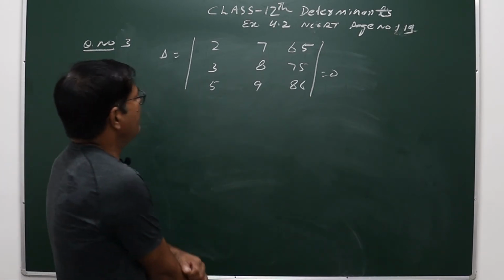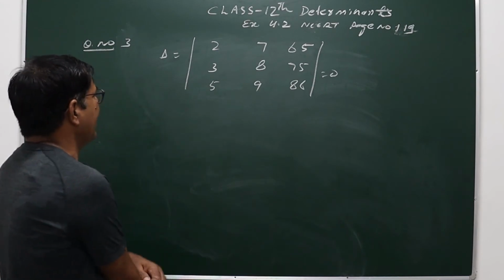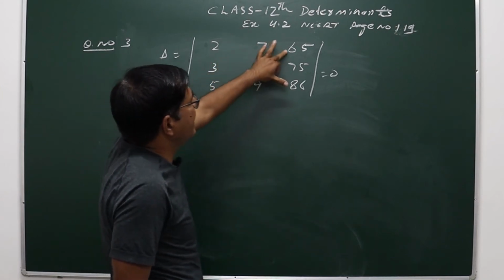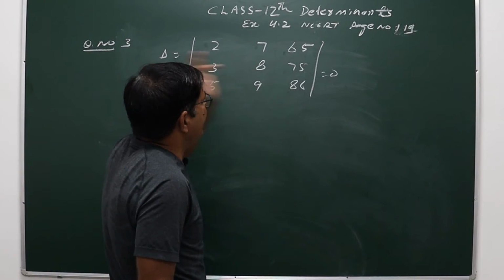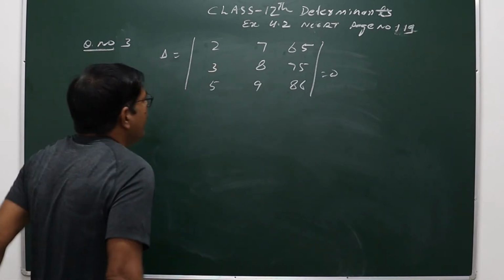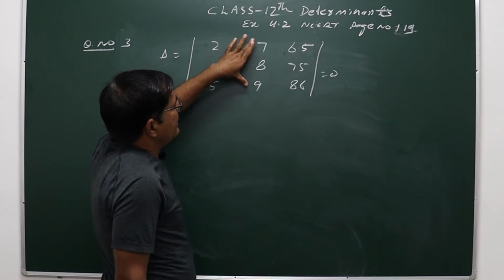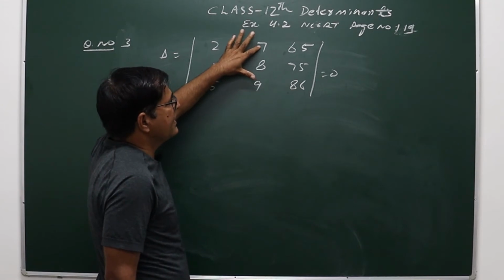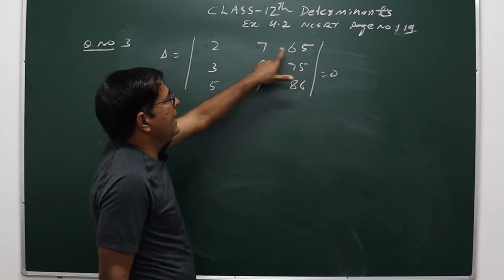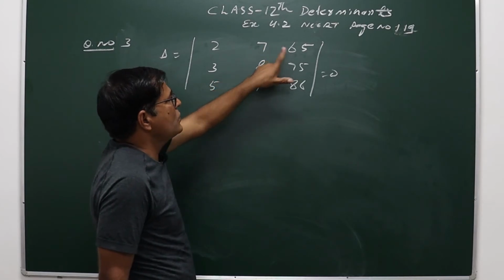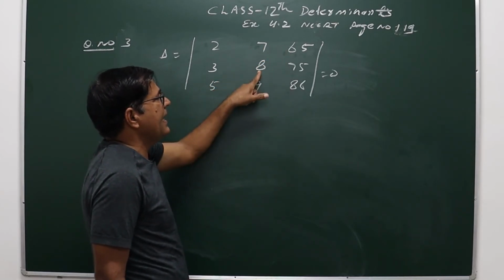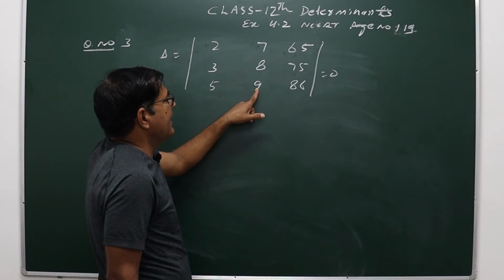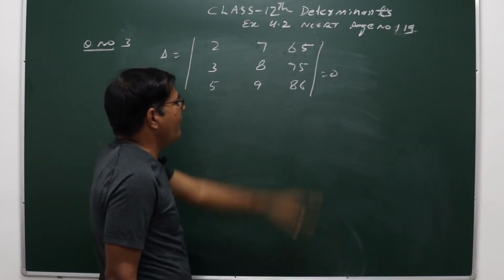If we keenly observe this determinant, the first column is 2, 3, 5, the second column is 7, 8, 9, and the third column is 65, 75 and 86. If we multiply the second column by 9, that is 9 into 7 is 63, plus 2, it can be written as 9 into 7 plus 2. 75 can be written as 8 into 9 plus 3, and this can be written as 9 into 9 plus 5.